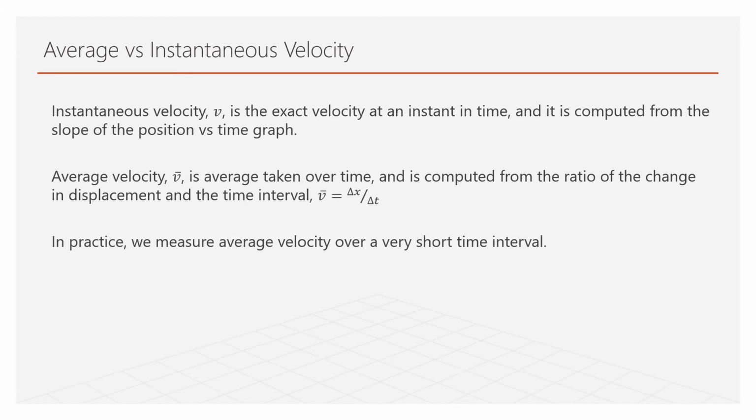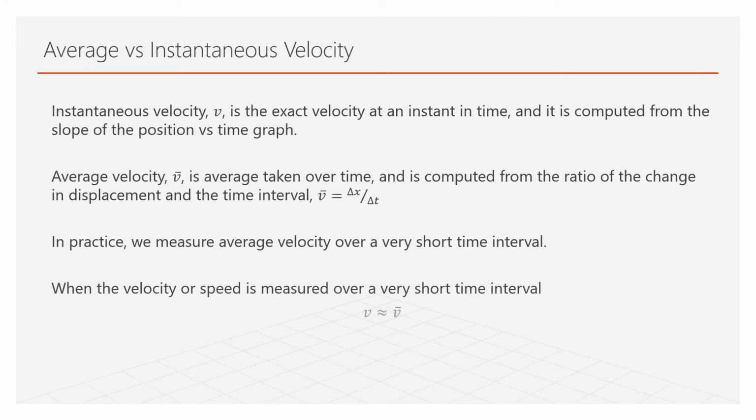In practice, we measure average velocity over a very short time interval. When the velocity or speed is measured over a very short time interval, it is the case that the instantaneous velocity will be approximately equal to the average velocity over that time interval.